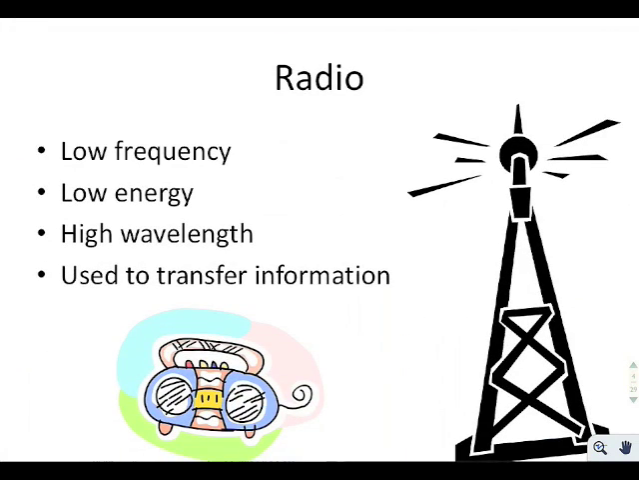The first one is radio waves. Radio waves have a very, very low frequency. They have a very low energy. And they have a very high wavelength. Now, the primary purpose of a radio is to transfer information somewhere. So what you see here is a radio tower, and it generates radio waves that come out.